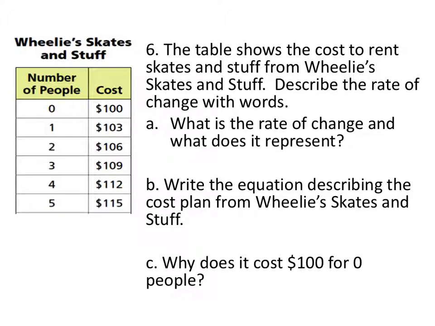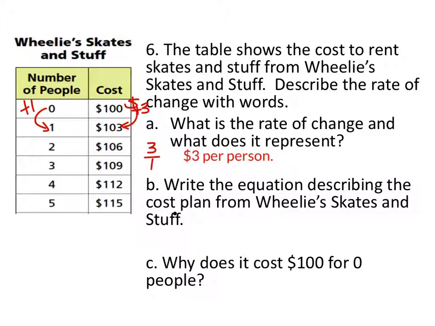Number 6 then, the table shows the cost to rent skates and stuff from Wheelie's Skates and Stuff. Describe the rate of change with words. What is the rate of change and what does it represent? Well, the rate of change is the slope, so that's all we really need to find on this one. So we see that the price increases by $3 for one person. So that looks like it's the rate of change, $3 per person, because if we write that as rise over run, 3 over 1, it can't really be simplified. So $3 per person.